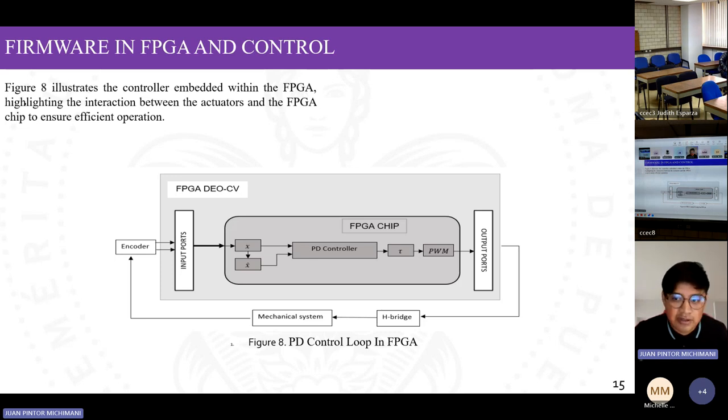First, 2 quadrature encoders are read to obtain the position using the state machines. Then the velocity is calculated by taking the derivative. The control is applied, resulting in a torque value, which is then transformed by the state machines to generate the output PWM. Finally, the H-bridge is activated and enabled for the robot to move to the desired position.